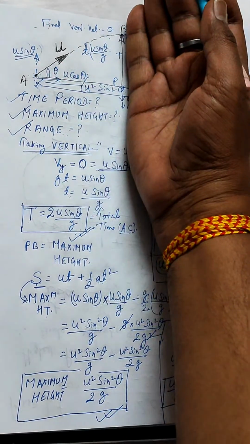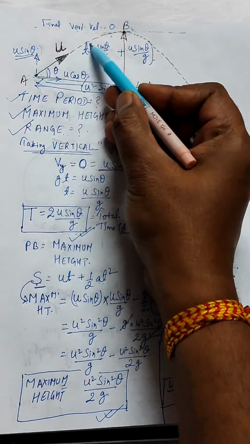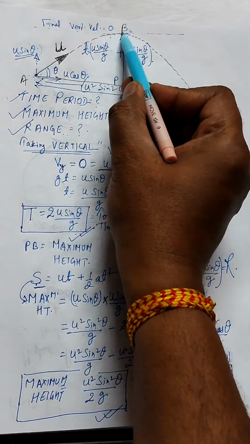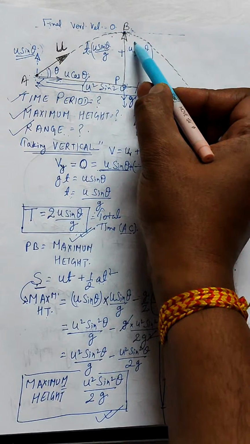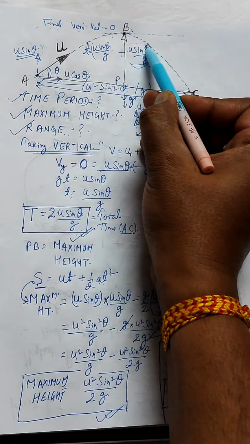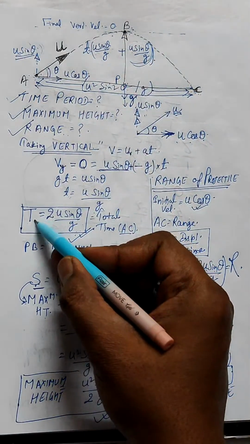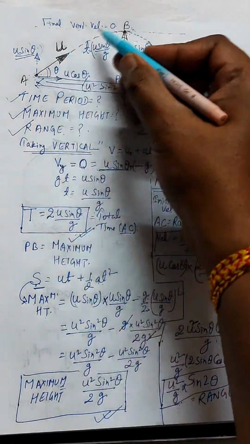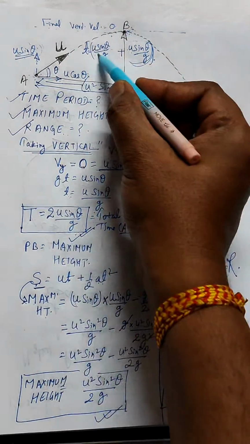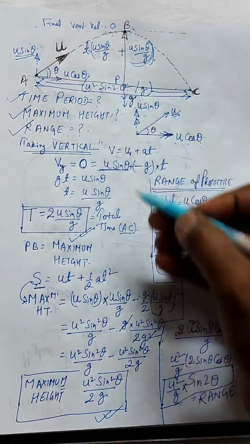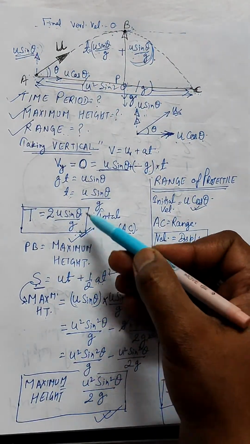Only half of this. And definitely if this is the half time, then for traveling from B to C, it will take again u sin theta by g. And when you add both the time periods, you will get the complete time period of this projectile from A to C as 2u sin theta by g, because both these times have been added. So this is the total time period of the projectile, 2u sin theta by g.